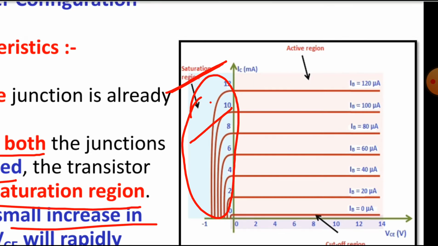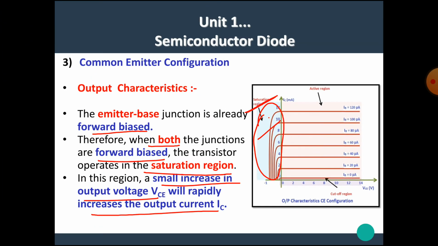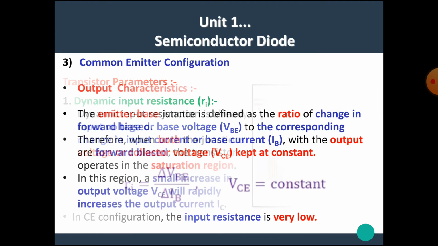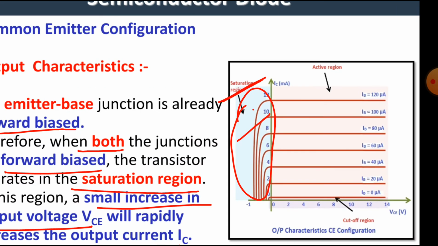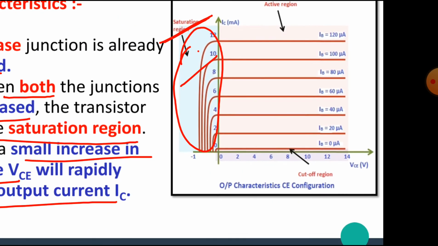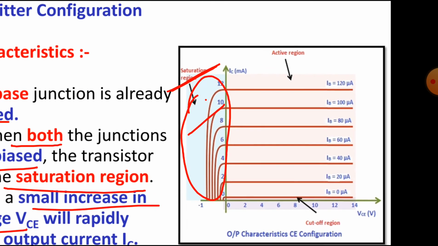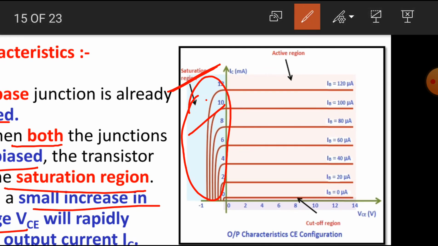When the transistor operates in the saturation region, it works as a closed switch. I hope you all understand the characteristics. If we want to use the transistor as an amplifier, then we have to operate it in the active region, that means in this region.